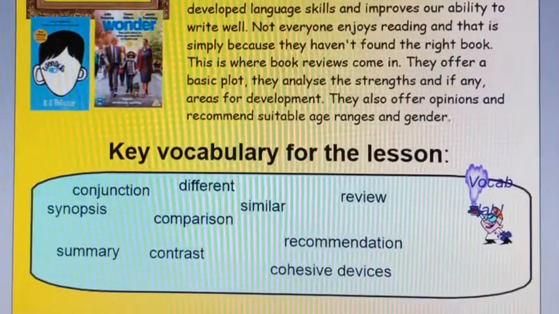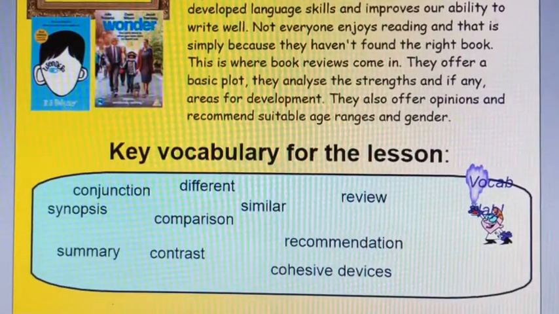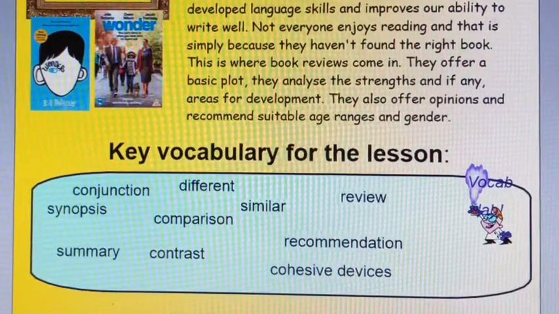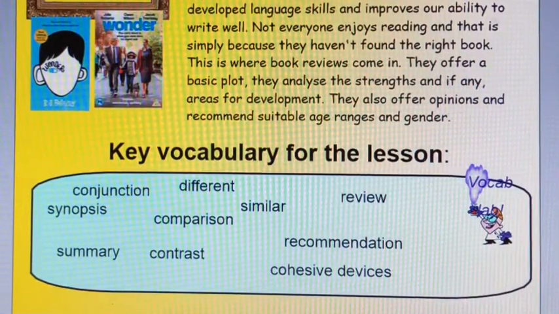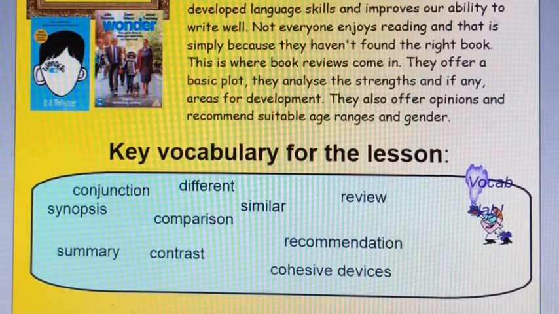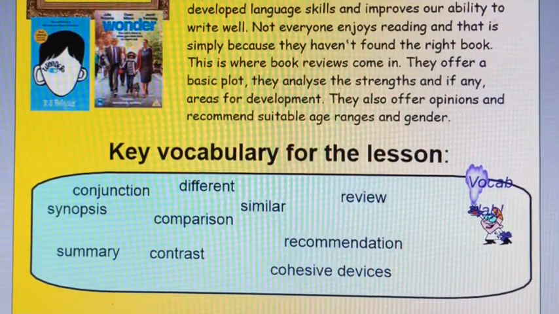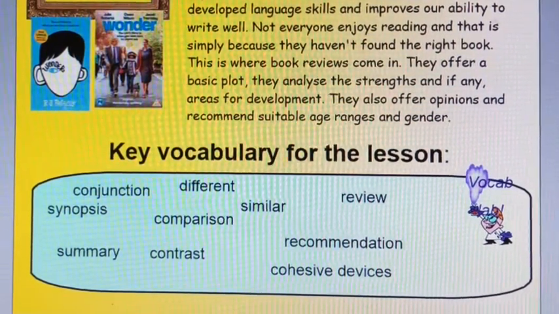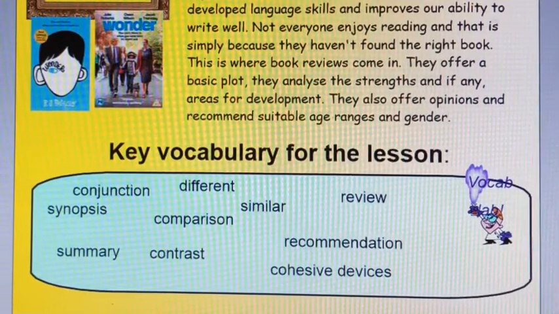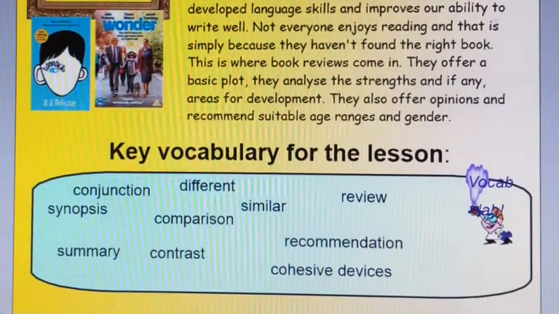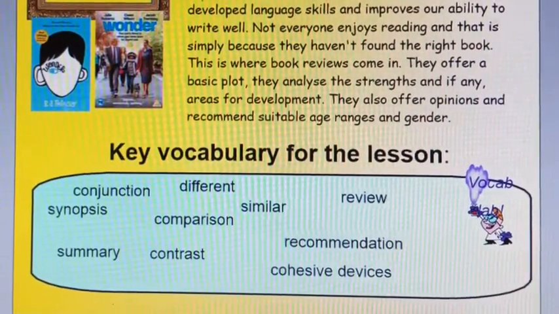Okay, we're going to be using conjunctions that show what's different and what's similar. So we're comparing and contrasting. We're going to be looking at summarising. We're going to be looking at a review because you're going to give your opinions on a book and your recommendations, so who you think will like it and why. And of course we're still going to be looking at cohesive devices because conjunctions fall within that.